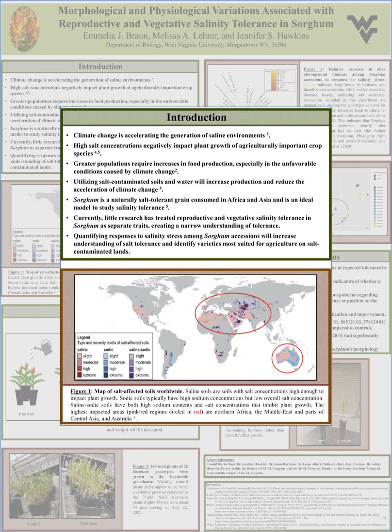My project aims to study the impacts of salinity stress on the vegetative and reproductive traits of sorghum, which is a popular cereal grain cultivated and eaten in Africa and Asia. My work may help create a better understanding for future salt tolerance research, as well as help identify varieties that can be used for agriculture on these salt-contaminated lands.